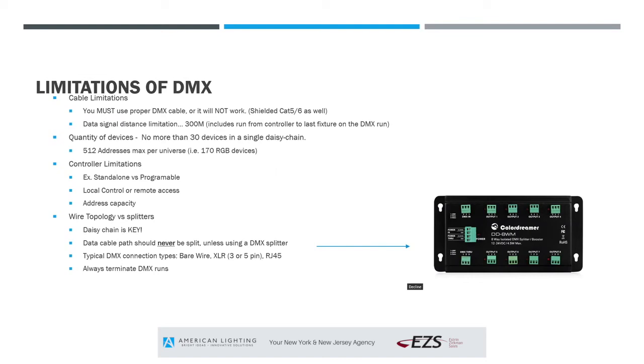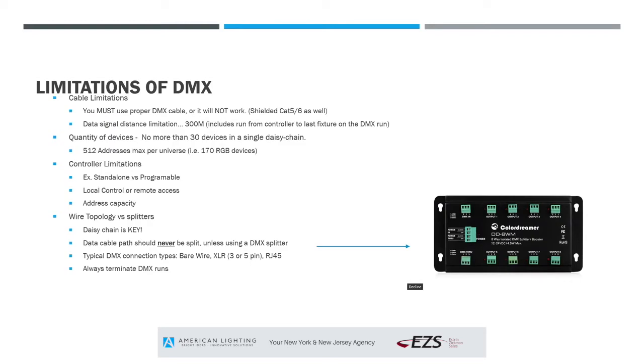So always terminate your DMX runs. Most manufacturers sell DMX terminators. Sometimes the fixture might have a switch in it where you flip it saying, hey, I'm the last fixture, and that terminates it. Sometimes you might have power data supplies, depending on the manufacturer. Inside that power data supply, there might be a little dip switch that says, hey, I'm the last in the line, I'm terminating my DMX.